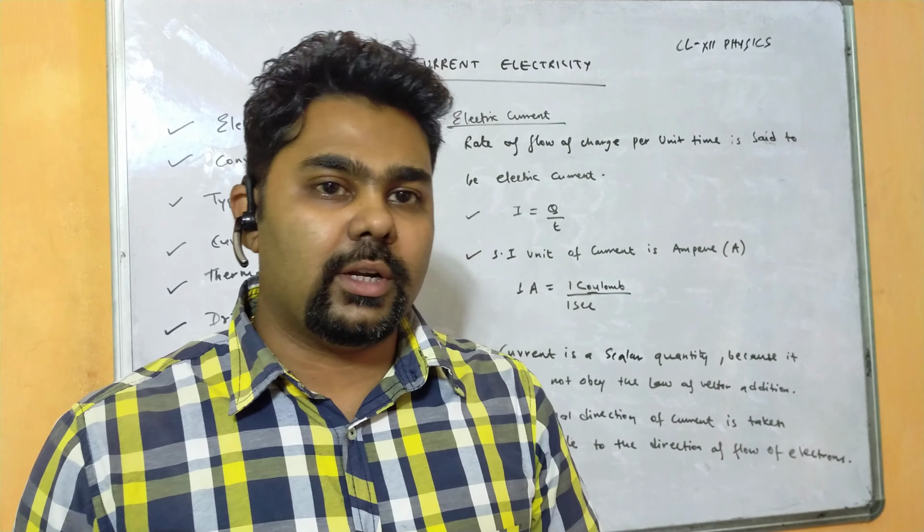So these are the points related to electric current, just the basic points. Now for the types of electric current, there can be two types: one is direct current and the other is AC, that is alternating current.